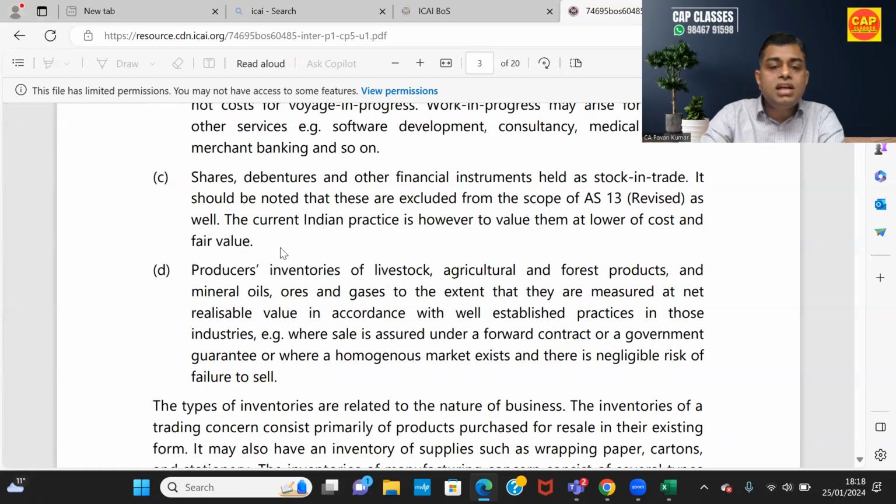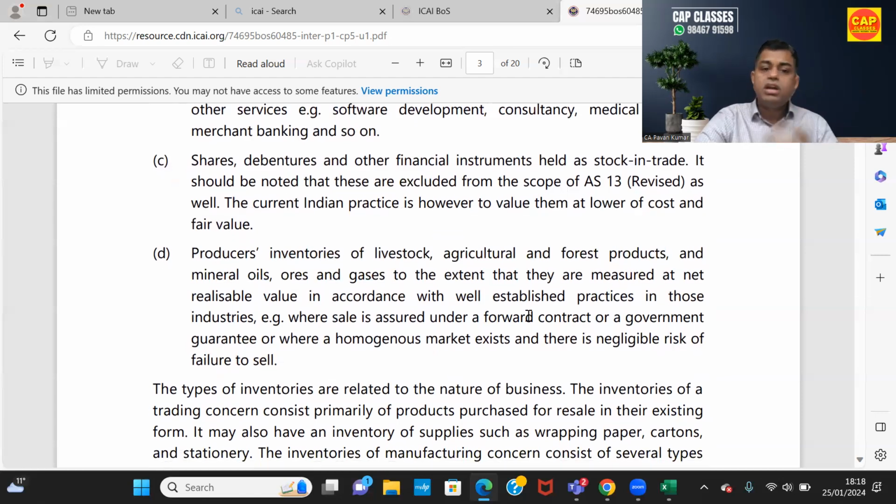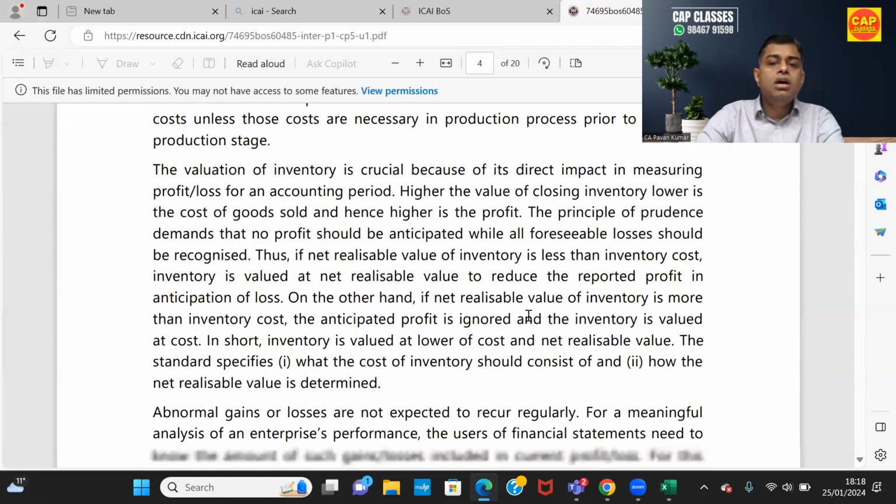The second one is natural resources like mineral oils, mineral ores, and gases. For this also there is another accounting standard, Ind AS 106, which is not applicable for you. So these four are to be excluded. That's it. This is what we call scope out.